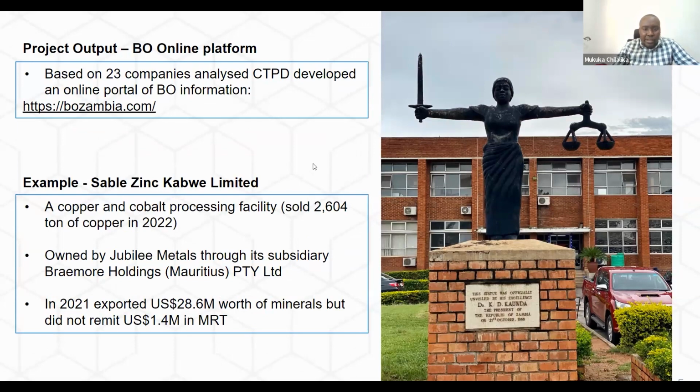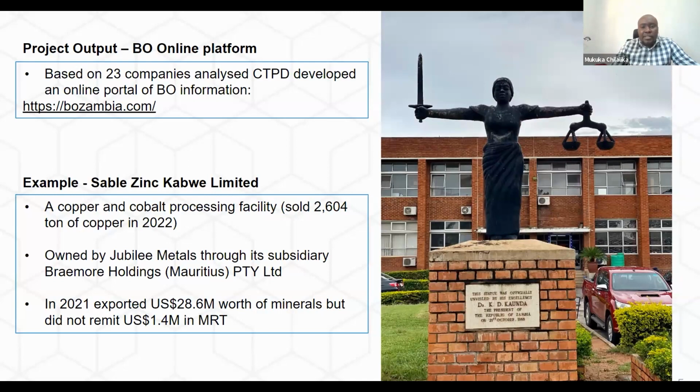Then I know you can access the portal at another time, but for now, I'll just briefly talk about an example so that you get a bit of context. The example I'm going to highlight is for the link I've just shared. It's for a company called Sebozink. Sebozink is a company that's based in Zambia, Central Province. It's a copper and cobalt processing facility.